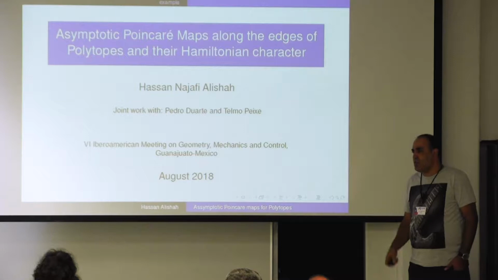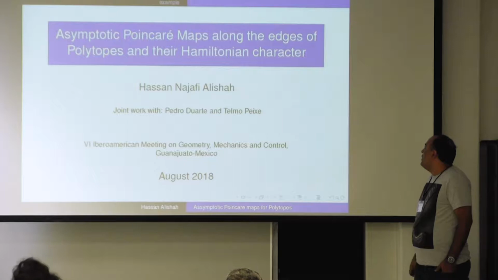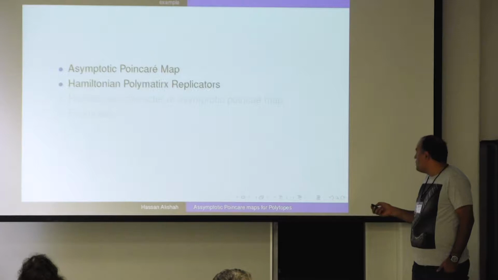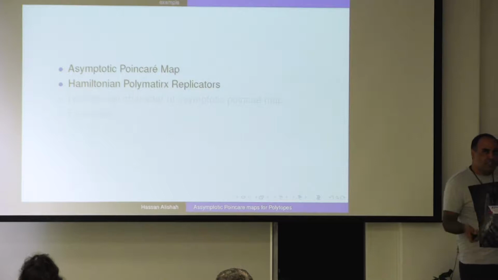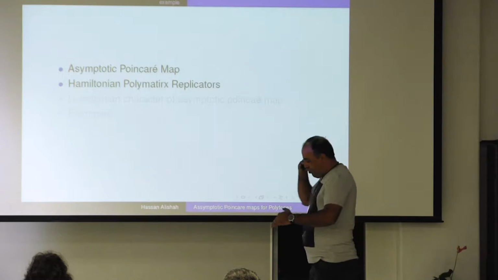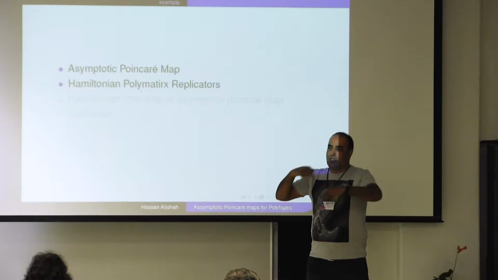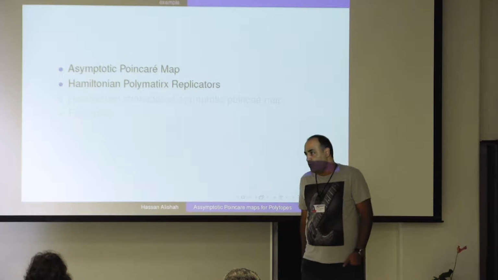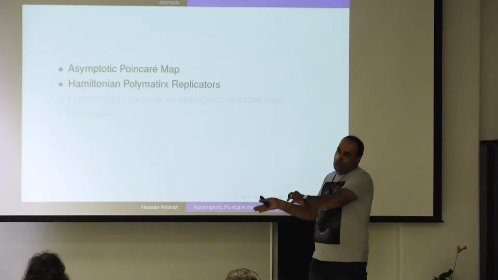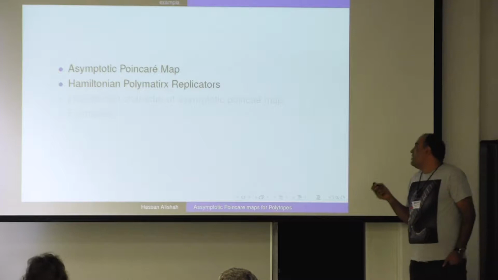So we started with Pedro, and in this paper we introduced this Hamiltonian polymatrix replicator, which is an extension of replicator equations. In replicator equations, you have one group of people interacting with each other, like a group of species, or in game theory, a group of players. But in the polymatrix game, they are divided into different groups, and they interact with each other. So we introduced this Hamiltonian polymatrix replicator in the context of Poisson geometry.